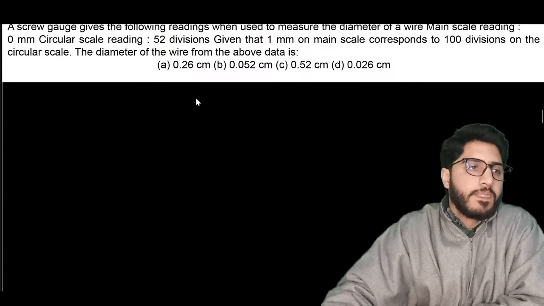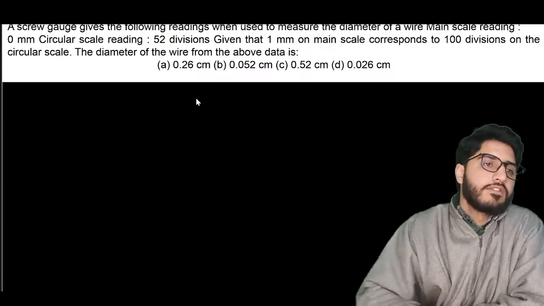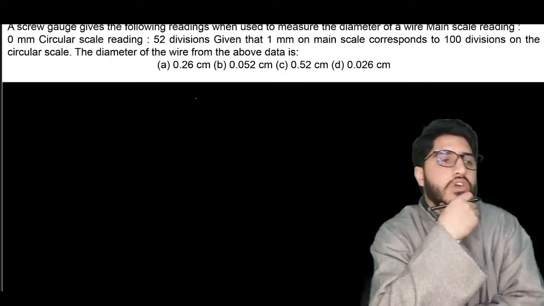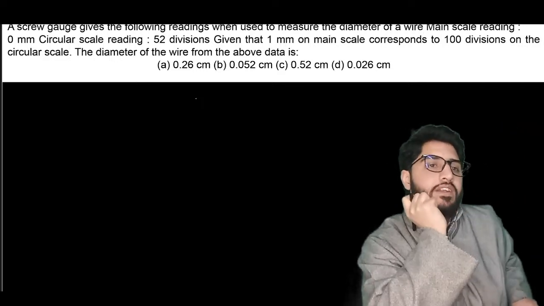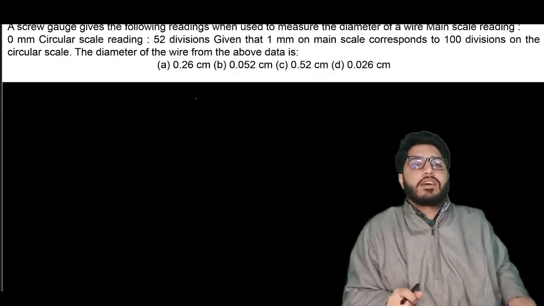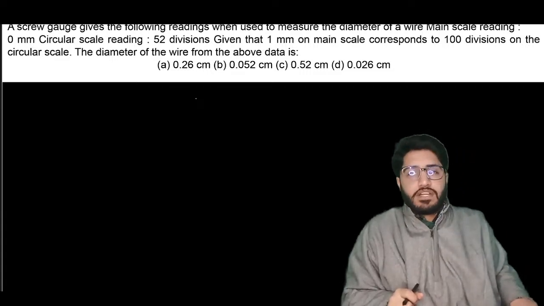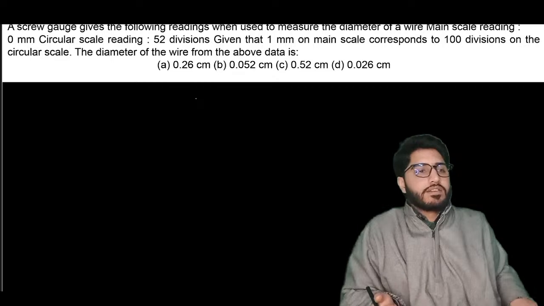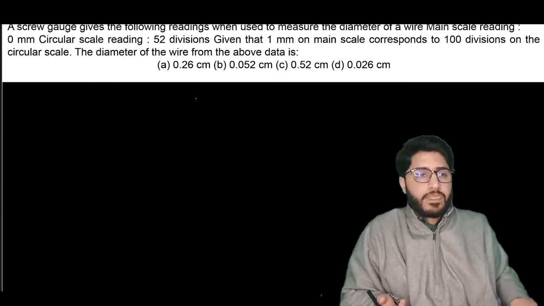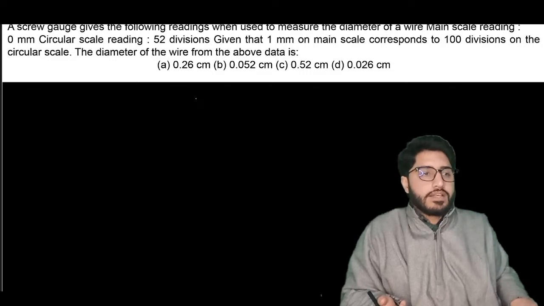Moving ahead, we have now the next numerical from the screw gauge. A screw gauge gives the following reading when used to measure the diameter of a wire. Main scale reading, okay, and the circular scale reading, these things are given to us. 52 divisions, given that 1 mm on the main scale corresponds to 100 divisions on the circular scale. The diameter of the wire from the above data is?